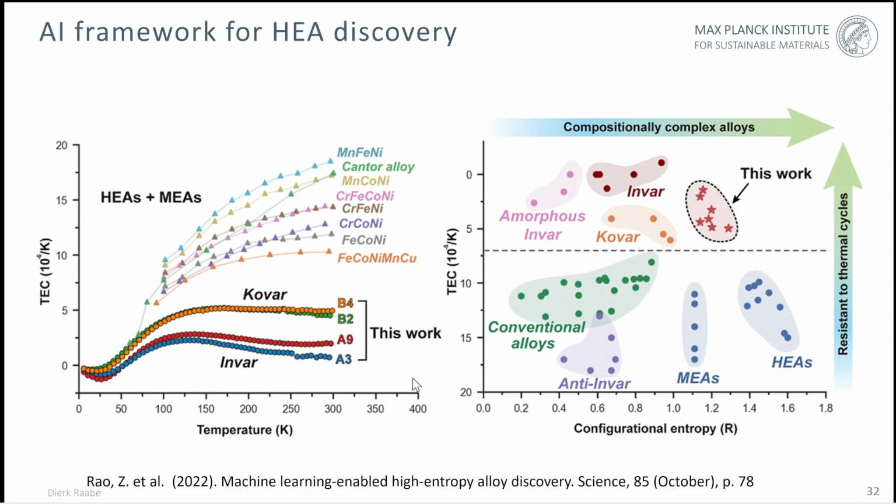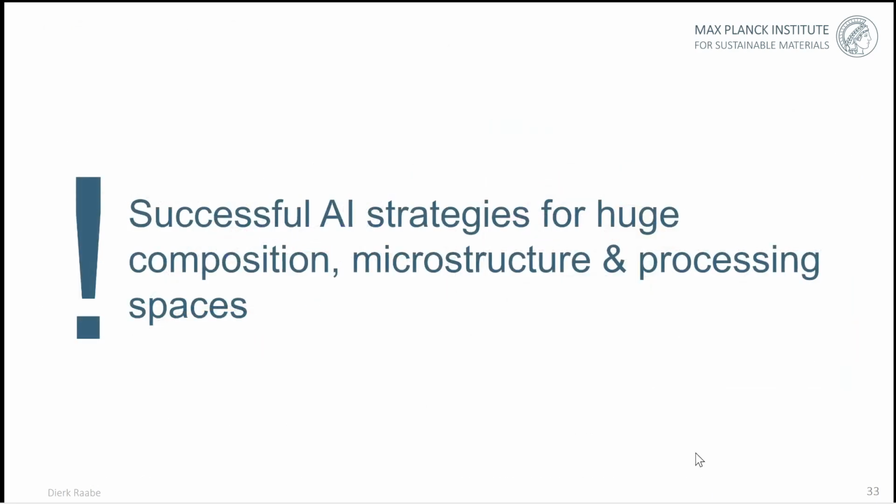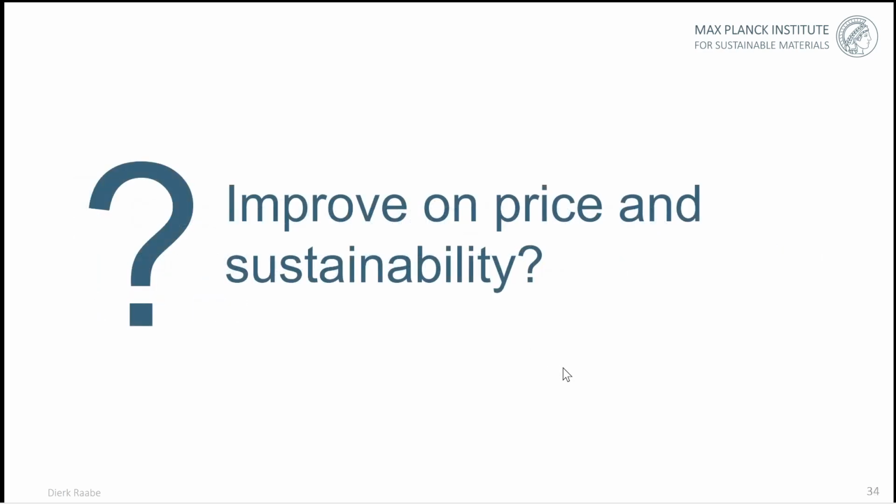And on this slide, you can then nicely see how we were indeed able to develop completely new Co-Invar alloys that can beat, as you can see in this Ashby diagram, the existing Invar alloy families by far, like here plotted over the TEC versus configurational entropy. That means we have indeed successful artificial intelligence strategies at our fingertips for conquering this huge composition, microstructure, and processing space. Now, how can we improve on price and sustainability?